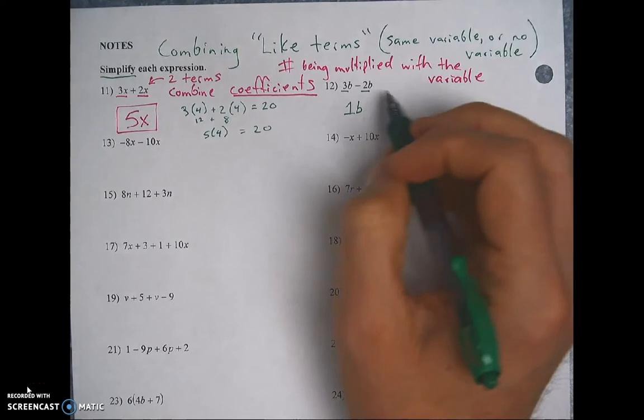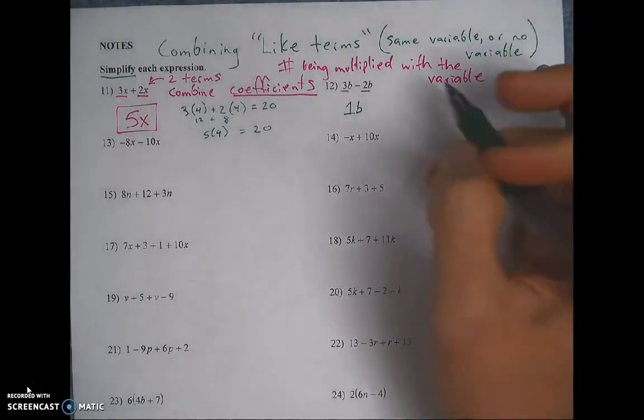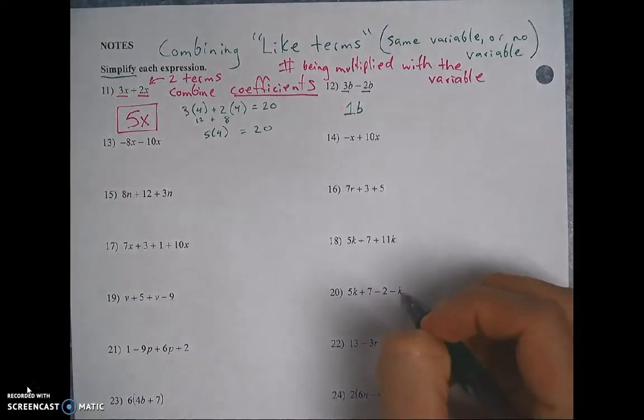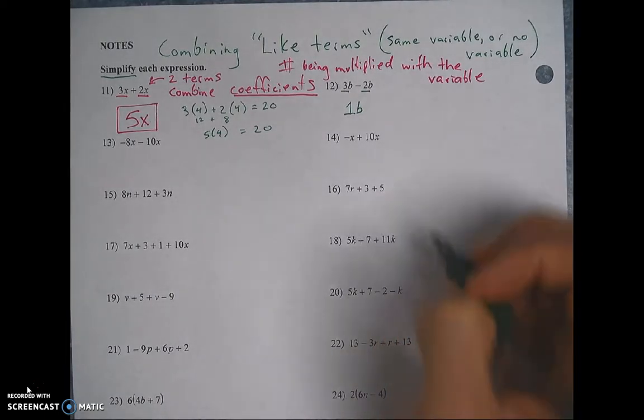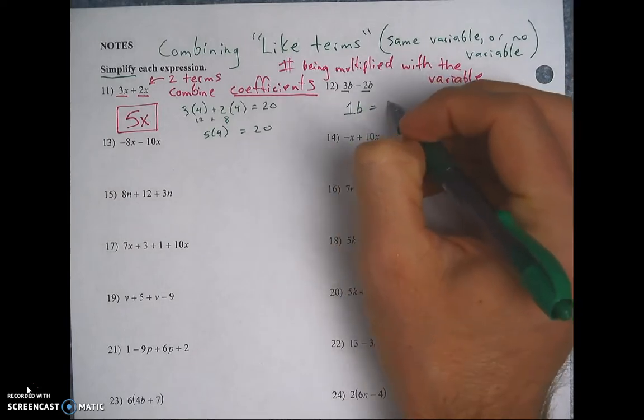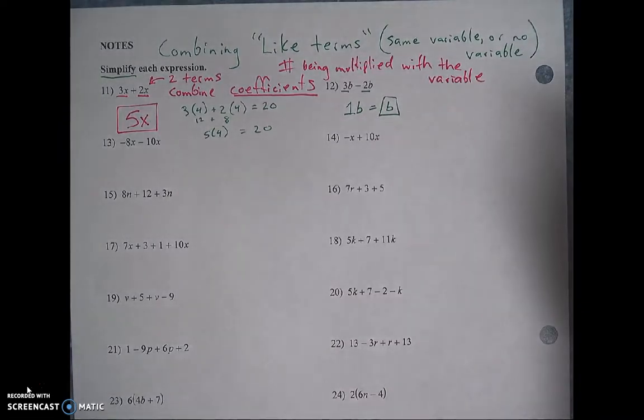But you will never see this. If you look on this paper, there are no 1x's or 1b's. But there are letters that are by themselves. There's really a 1 in front of it. We just don't write it. So instead of 1b, we are just going to put b. And that's your final answer.